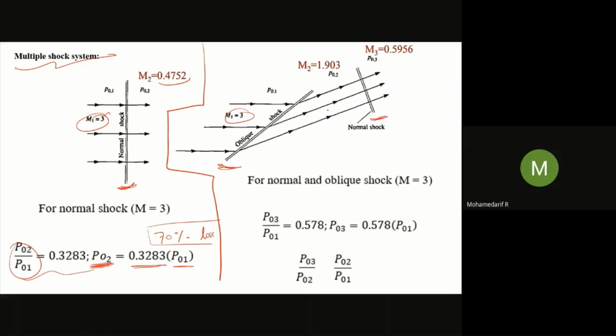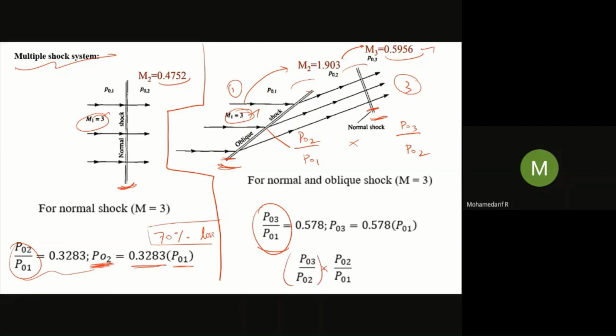Now for the same Mach number, I am taking the multiple shock system. First an oblique shock wave, then a normal shock wave. Here Mach number 3 is finally converted into Mach number 0.5956. The oblique shock converts high supersonic to low supersonic, from 3 to 1.9, around 2. The normal shock converts supersonic to subsonic. Across the oblique shock wave, first you have to find P02 by P01. Then across the normal shock wave, you have to find P03 by P02. From this relation, I can find the relation between P03 and P01, station 3 and 1, that is, how much loss there is in the stagnation pressure after the multiple shock system. If you simply multiply P03 by P02 into P02 by P01, you will get the P03 by P01 value.